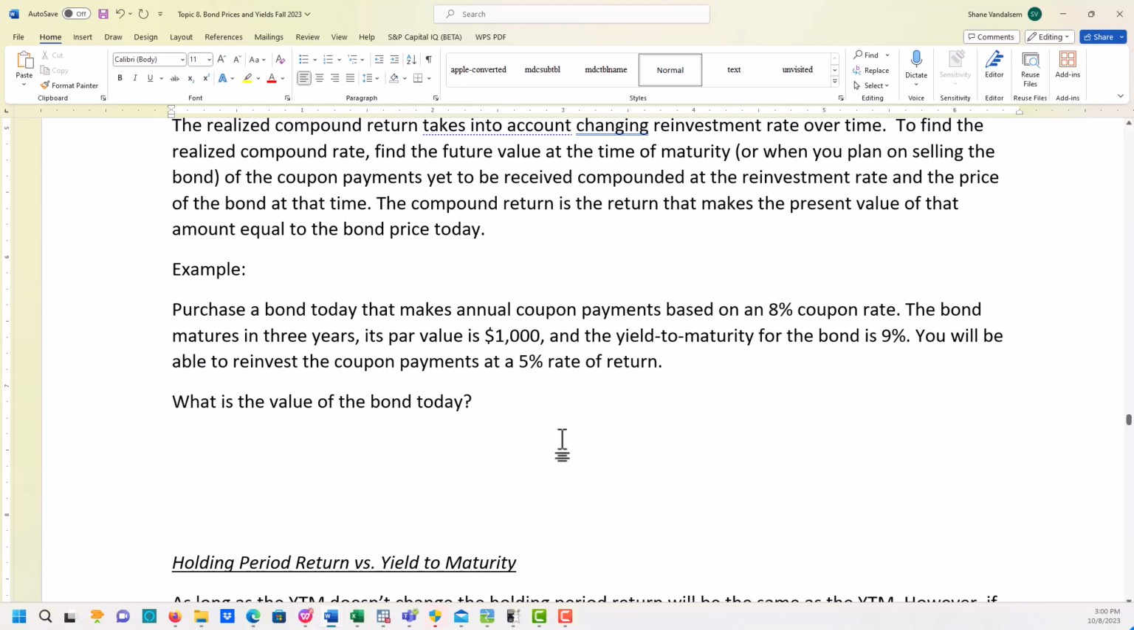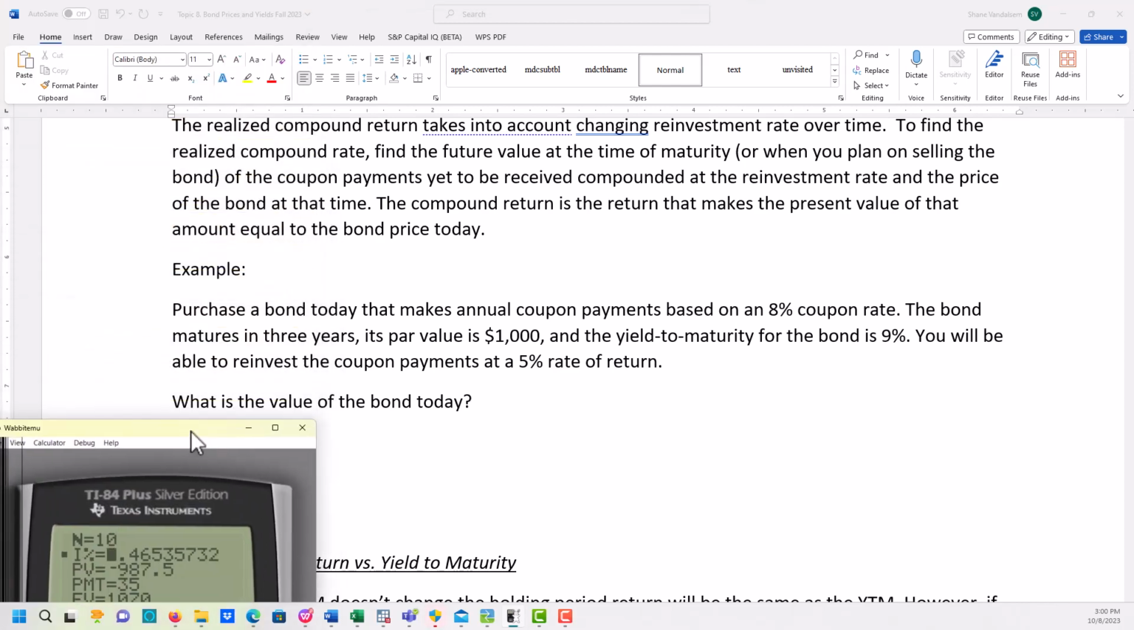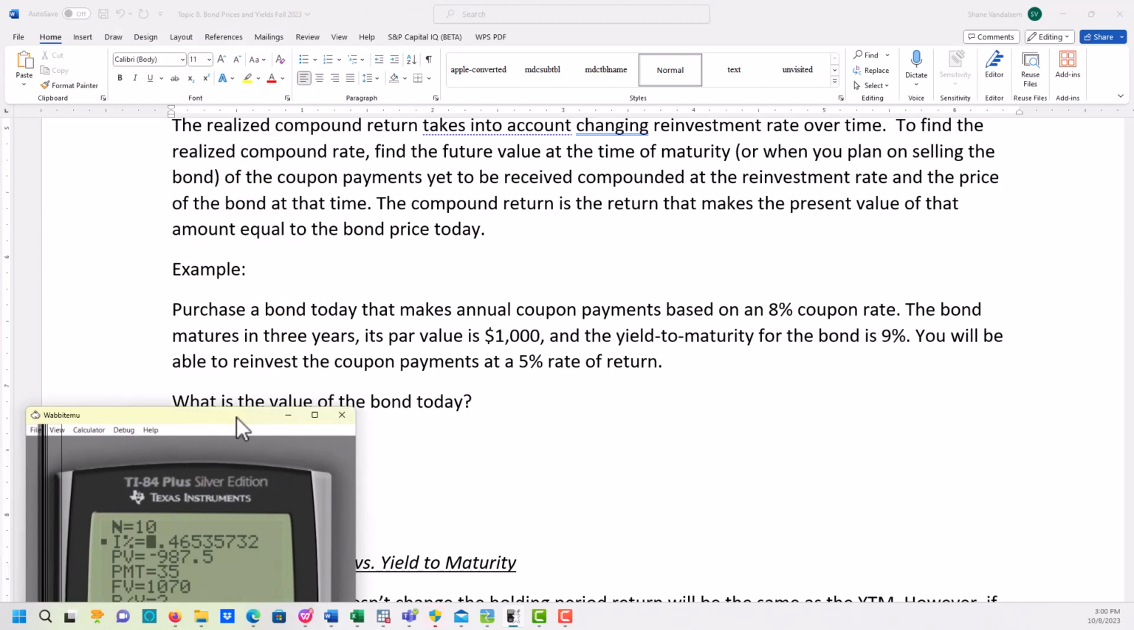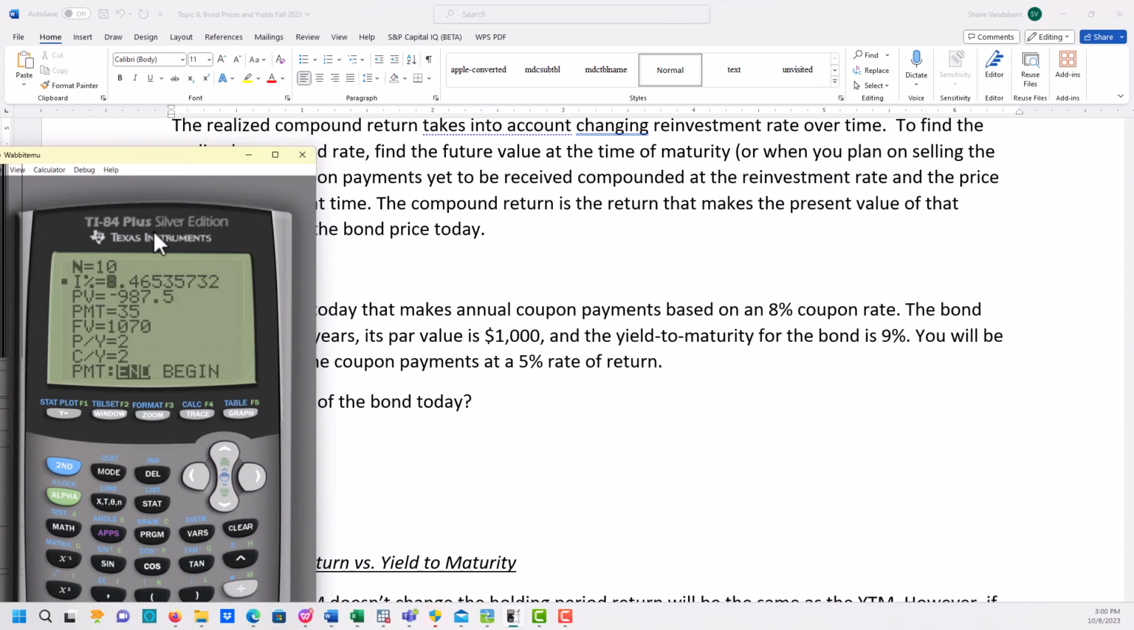So again, I'm going to open the calculator here. I'm going to turn it on, and then I'm already at the apps. I'm going to start up here with figuring out again what my price is. So I'm going to say the bond matures in 3 years. So my N is equal to 3.